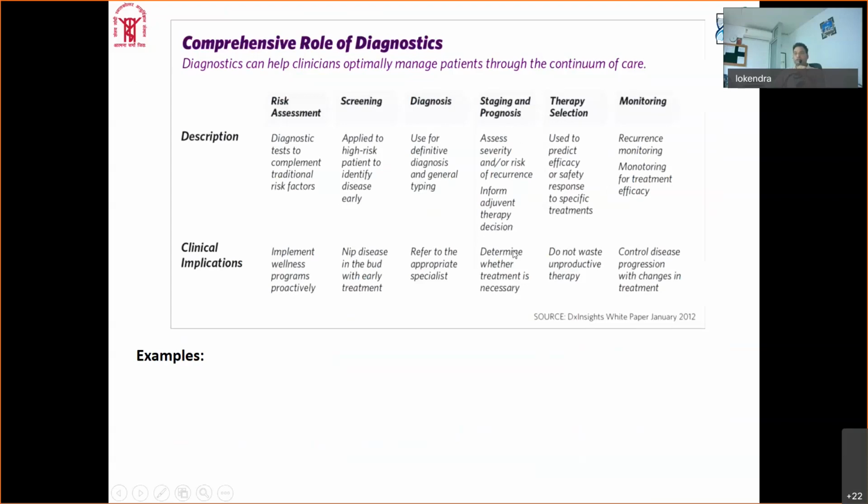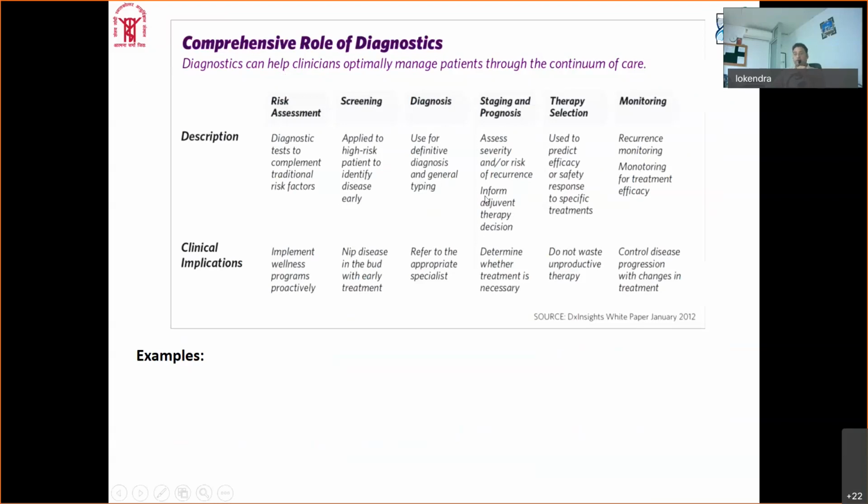So it also helps to determine what kind of therapy is required. And then again, therapy selection, and also with the help of treatment, we can also monitor whether the disease is progressing or having some sort of improvement. So this is the overall general role of diagnostics.